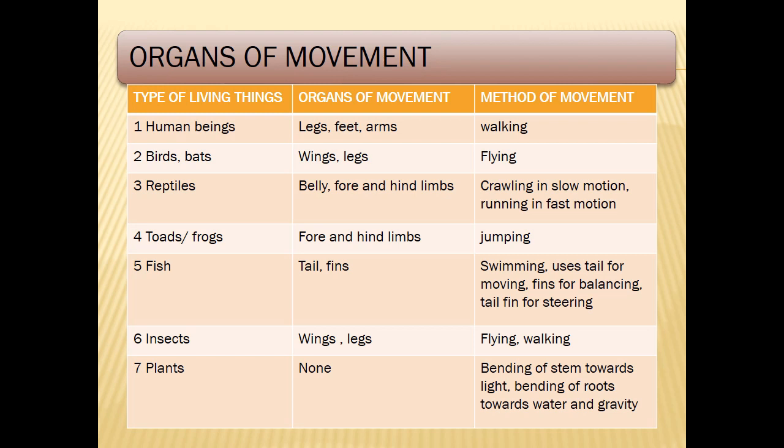And lastly, we look at organs of movement. And we look at the different organisms and the organs of movement and the methods of movement. When we meet next, we will look at the other activities of living things. We are only able to discuss movement. So we'll pick the remaining 6 to discuss them one after the other.